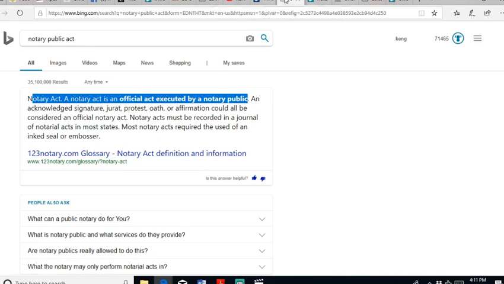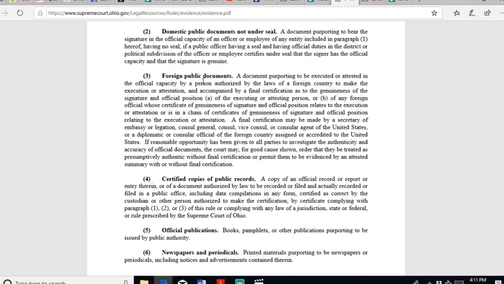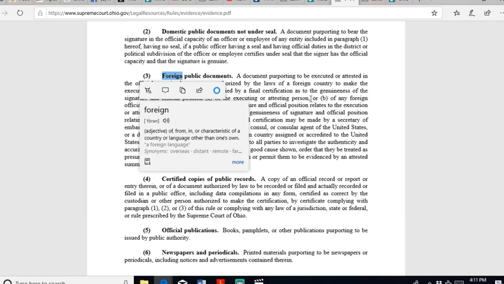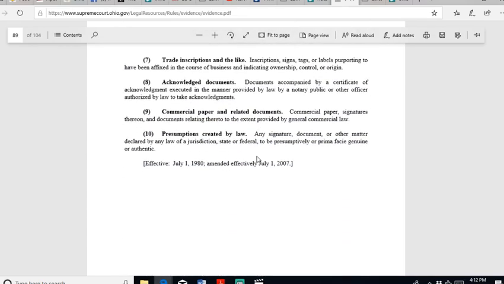Let me show y'all something here. Let's go right here. We can talk about foreign public documents. I told you, the other term can be for private. A document purported to be executed or attested in an official capacity by a person authorized by the laws of a foreign country to make the execution or attestation, accompanied by a final certificate as to the genuineness of the signature and official position. You understand? That's when you come down here.